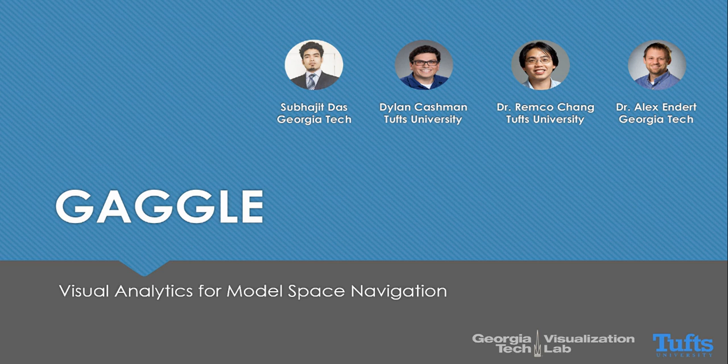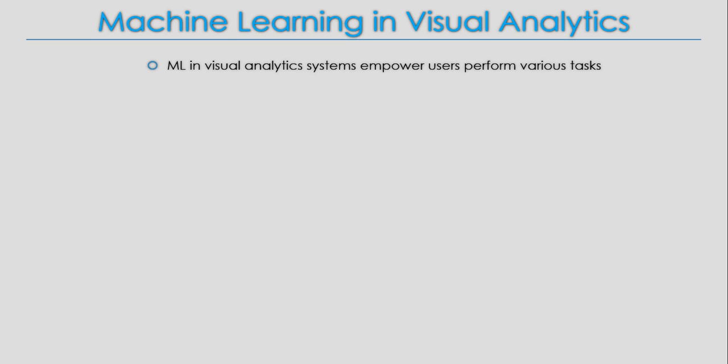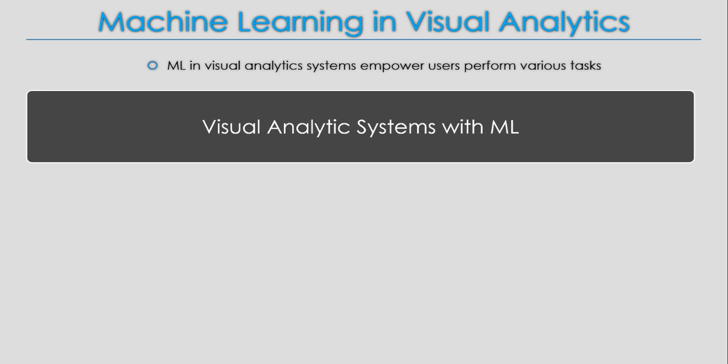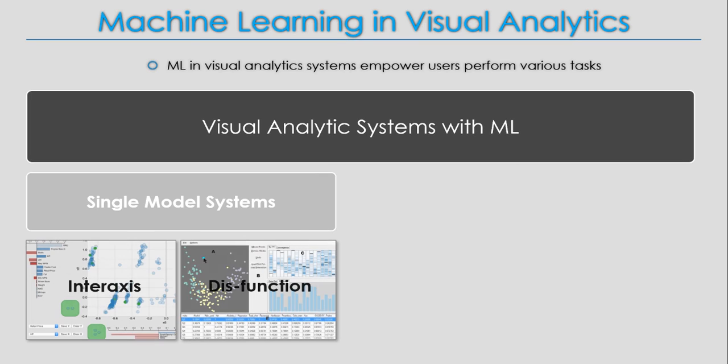I will be talking about our paper, Gaggle: Visual Analytics for Model Space Navigation. Recent visual analytics systems make use of machine learning models to support user tasks. These systems are traditionally built by a predefined model, also called single model systems. For example, InterAxis allows users to interactively change an axis, or DisFunction allows interpreting a similarity function based on user interaction. When a model is correctly chosen for the phenomena, task, or data distribution, such systems can effectively support users in exploration and analysis.